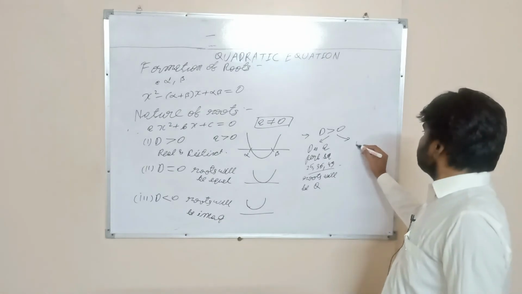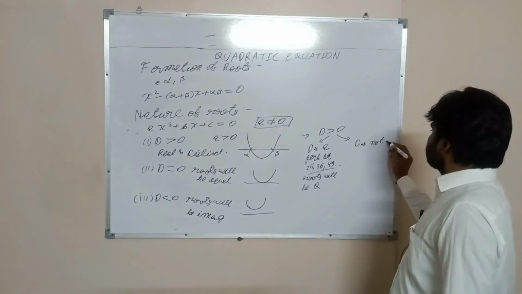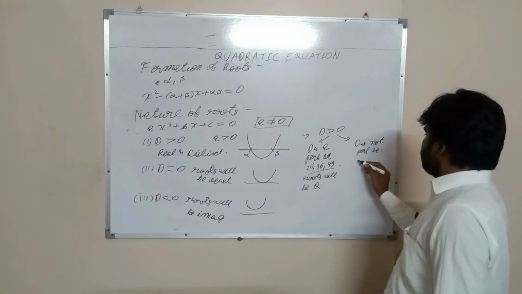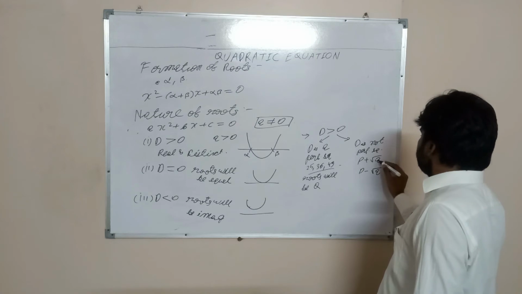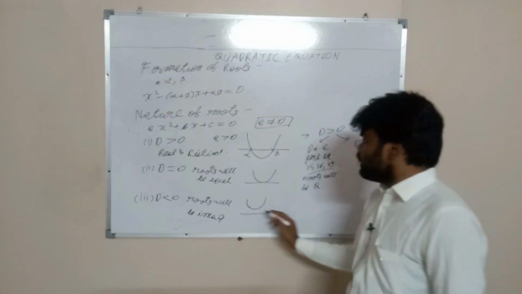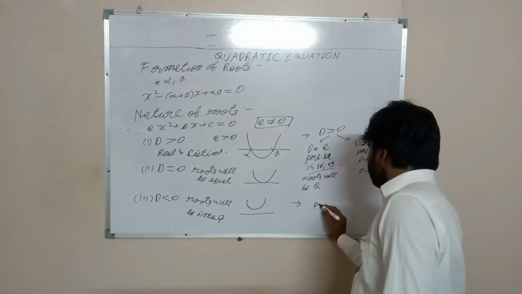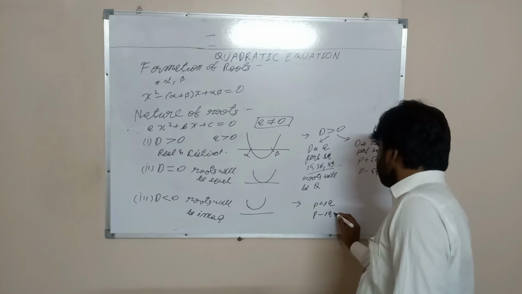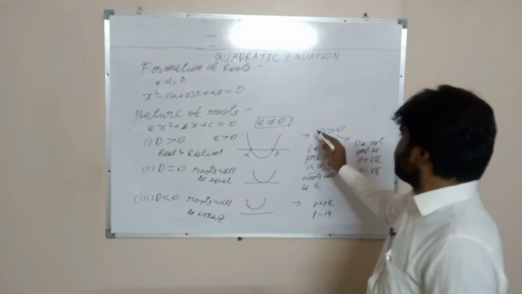But if d is not a perfect square, then the roots will be of the form p plus root q and p minus root q. And in the case when d is smaller than 0, the roots will be in the form of p plus iota q and p minus iota q. So this is one major point in this.